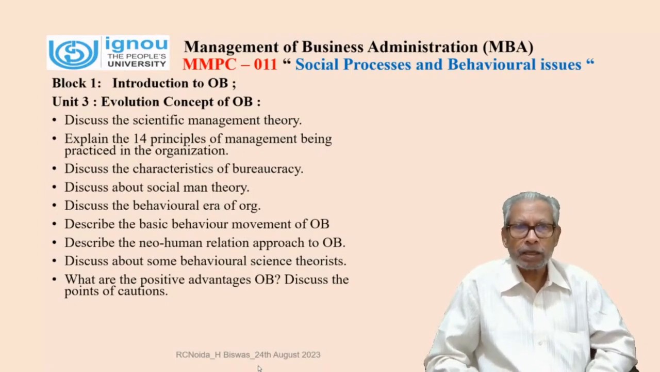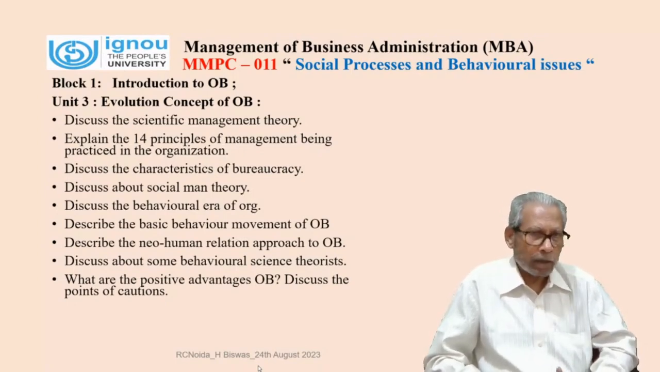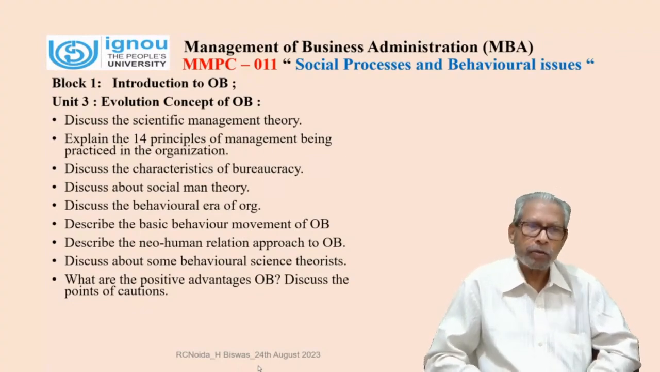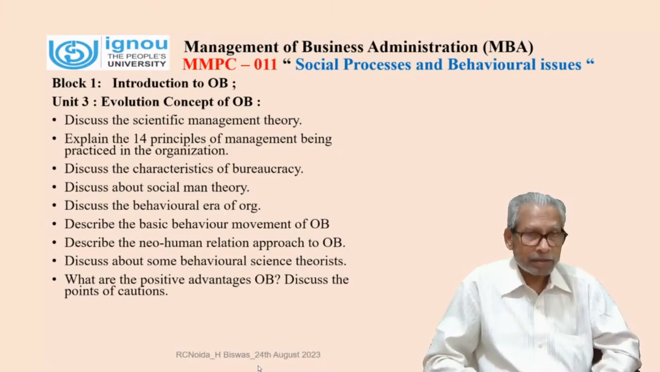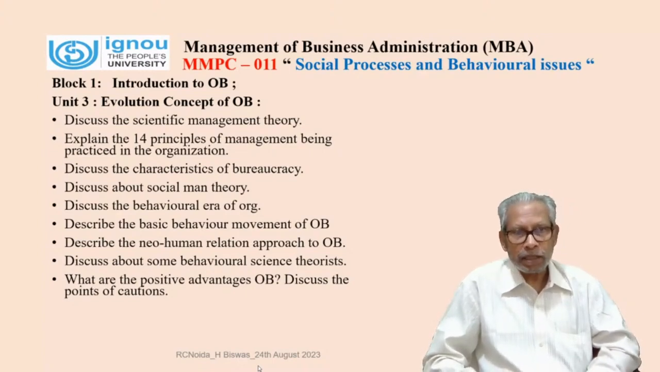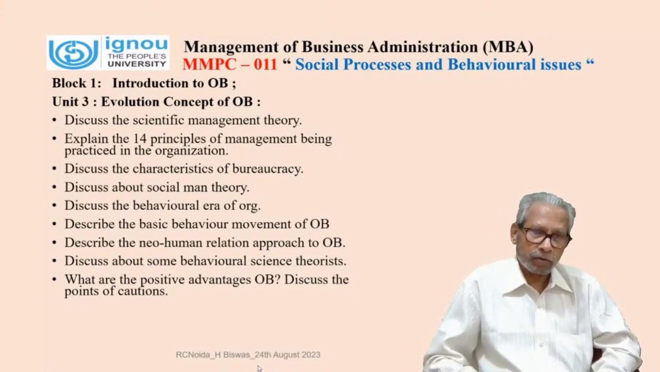So this unit is basically about evolution: earlier what happened, now what is going on, what developments are there, and in the future how much it may go forward depending on the business. So what are the positive advantages of evolution of behavior? That is the question, and discuss the points of the question, what restrictions are there, and how much risk you have to take. And in between, a lot of scientific theories have evolved.